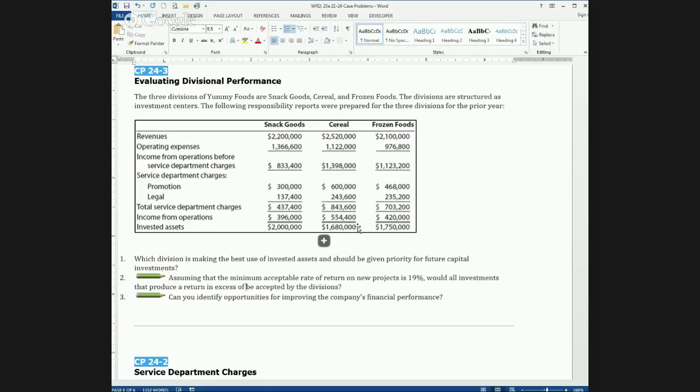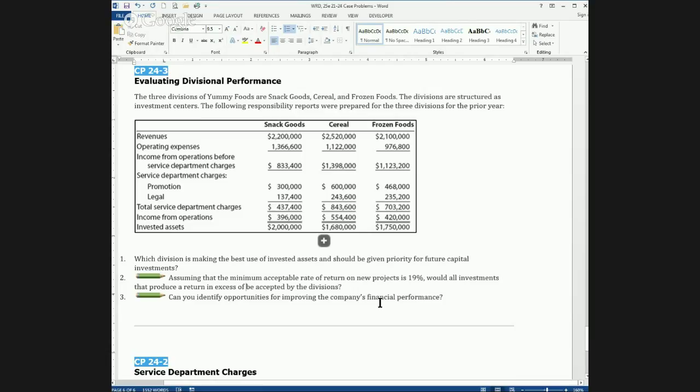Question number 3, can you identify opportunities for improving the company's financial performance? Okay, the two things being viewed are return on invested capital and residual income, also known as EVA. What is involved with this? Well, number 1 would be the level of income. How would the company increase income? And 2 would be the level of invested assets. How could the company improve the effectiveness of these assets in generating revenue? Those would be the questions that you would respond to for item number 3.